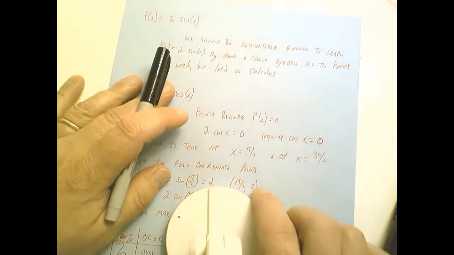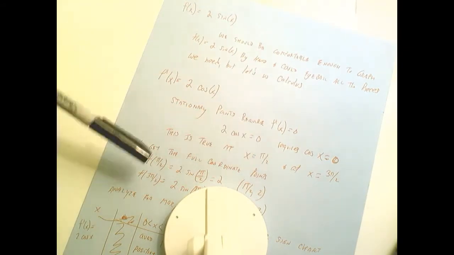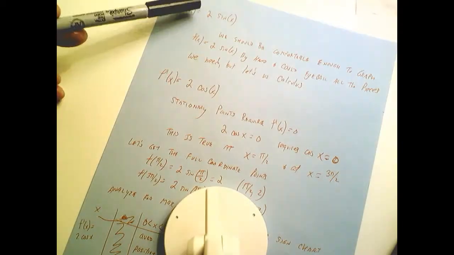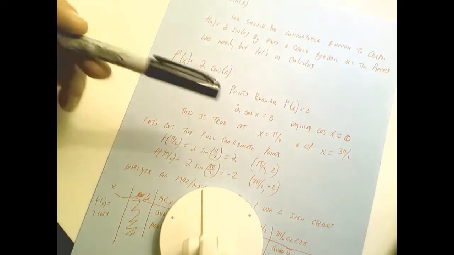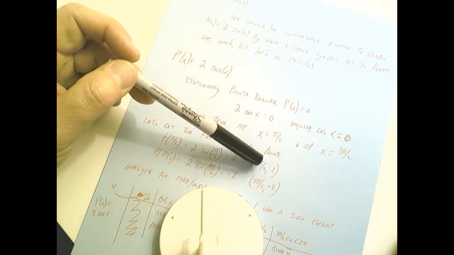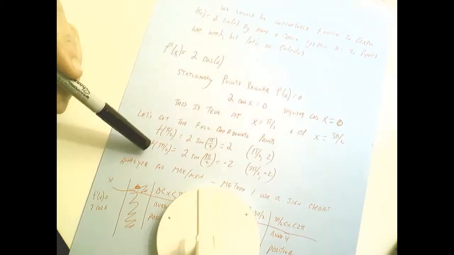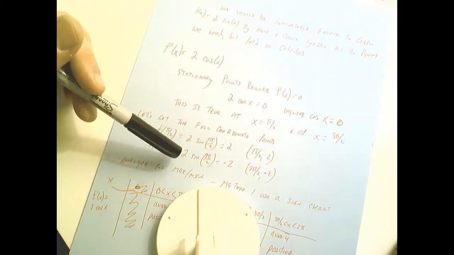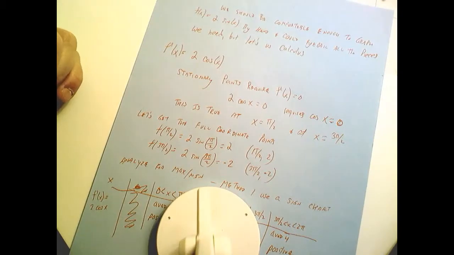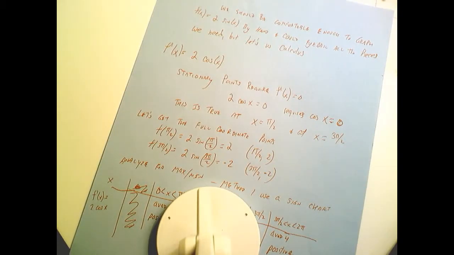Let's get their associated y coordinates. We evaluate f of x at pi over 2 and at 3 pi over 2. 2 times the sine of pi over 2, 2 times 1, is 2. That stationary point is located at pi over 2, comma 2. When we evaluate the original function at 3 pi over 2, we get 2 times the sine of 3 pi over 2. Sine of 3 pi over 2 is negative 1 from our unit circle days. So 3 pi over 2, negative 2 is our other point.